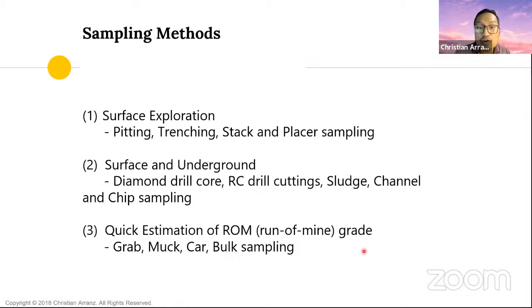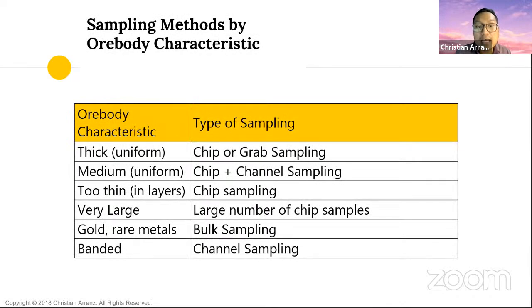For quick estimation of run of mine, ROM means run of mine. Ibig sabihin yung lumalabas sa mine. Okay, pag check mo yung grade nun, you can do grab, muck sampling car, or bulk sampling. Okay? So, iba't iba ang applicable. Ganun din sa type ng ore bodies. Iba-iba ang magandang applicable na sampling method depending on what the ore body's characteristics or shape is.